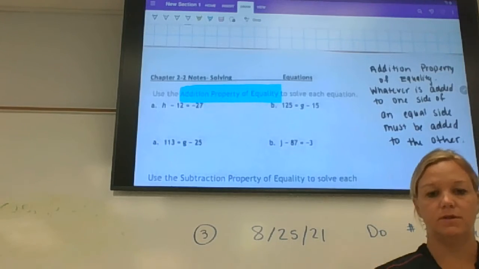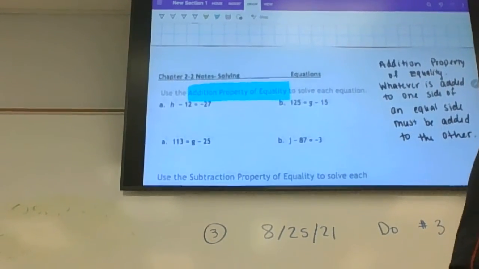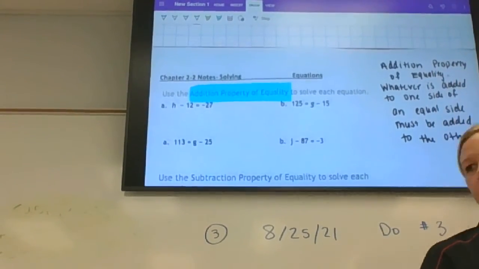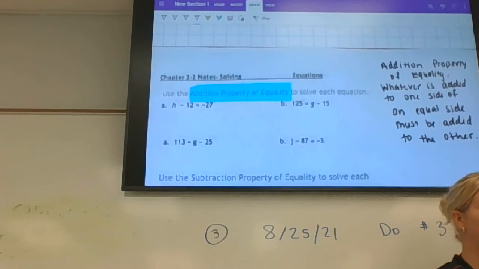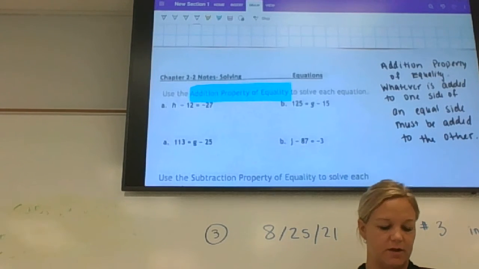Whatever you're going to add to one side of an equation, you must add to the other. And so that's just something to keep in mind throughout math. Whatever I do to one side, I have to do to the other.